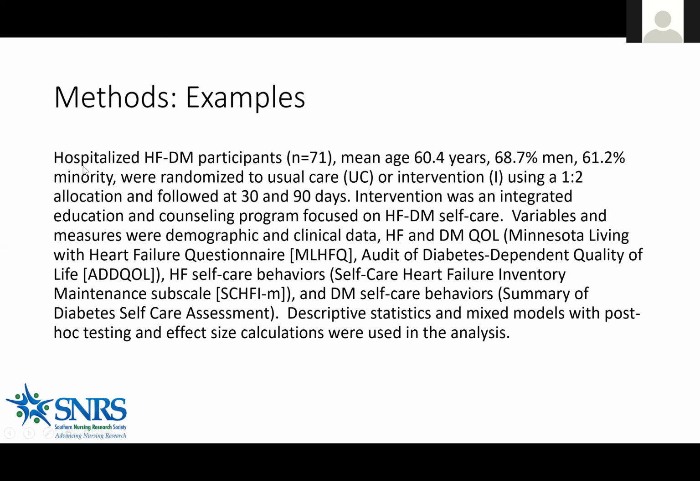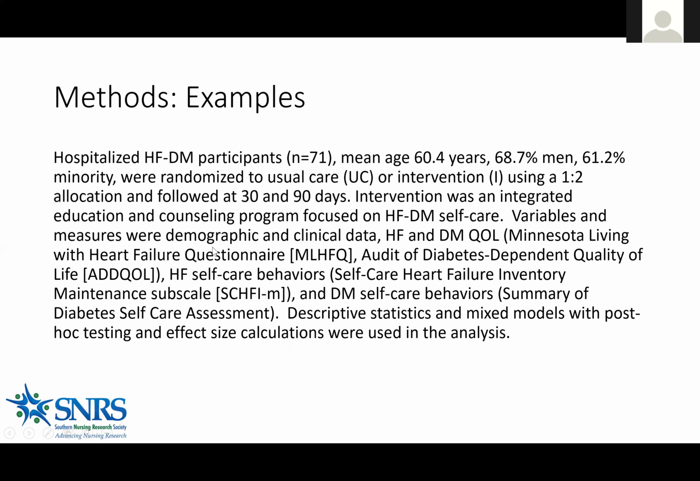So this study here, it shows who the sample is, hospitalized participants who had heart failure and diabetes. The group was mean age of 60, mostly men, mostly minority. This can sometimes be in the results. It just really depends on how many characters you have and where it fits with a better flow. So these participants were randomized to either a usual care or an intervention. They were allocated in a 1-to-2 ratio, and they were followed for 30 and 90 days. The intervention, you have to describe what that was now. So it was an integrated education and counseling program focused on self-care that integrates heart failure and diabetes management.